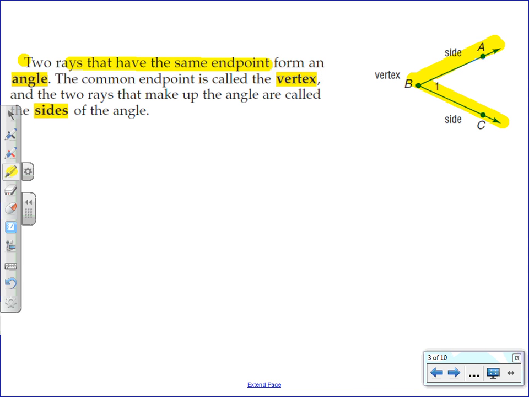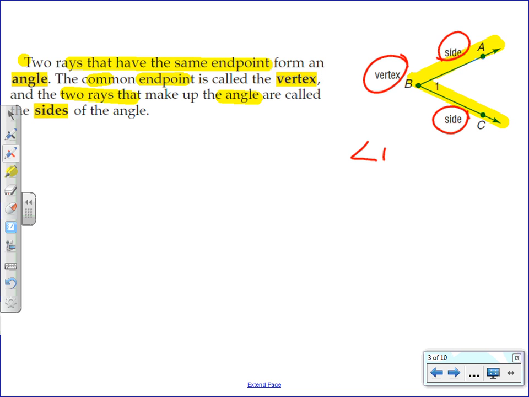So here's your second definition. The common endpoint is called the vertex, and the two rays that make up the angle are called the sides. So we have a vertex and two sides. This could be known as angle 1.